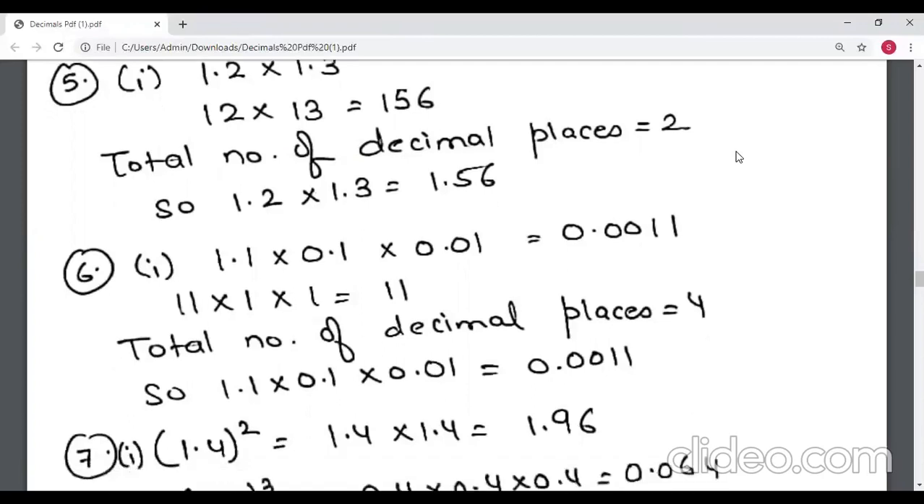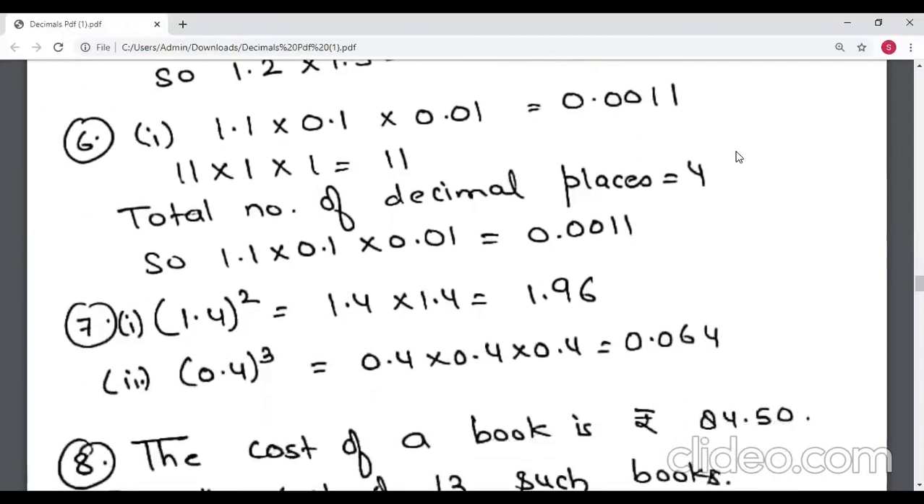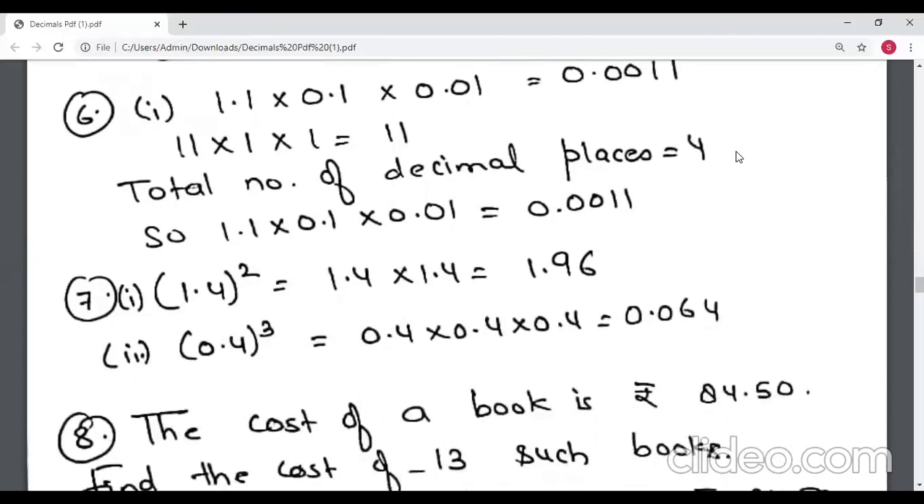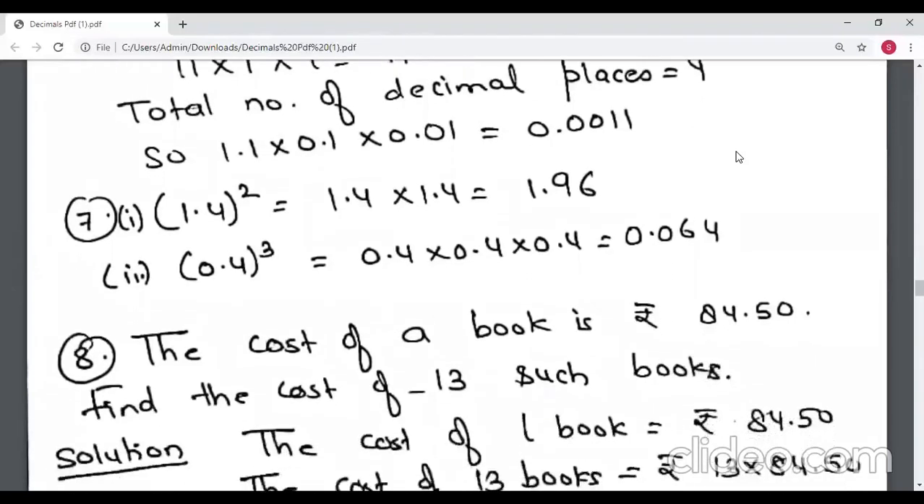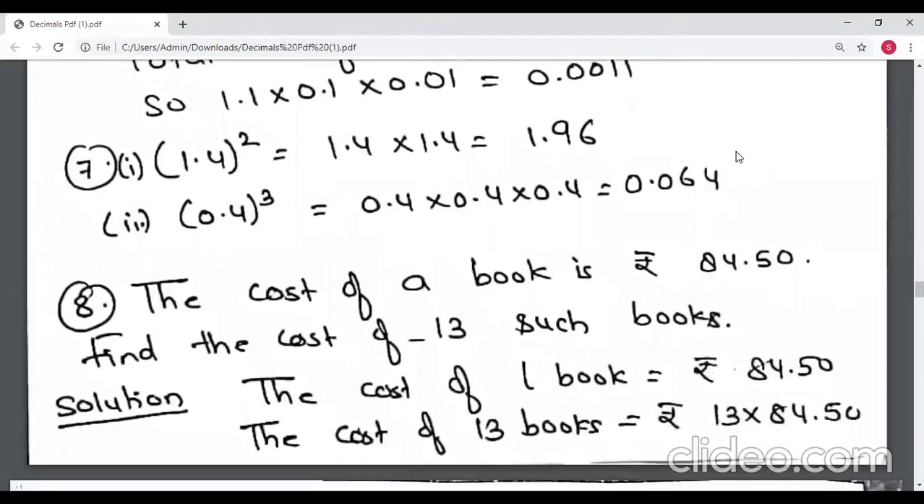Sixth question, 1.1 into 0.1 into 0.01. Now 11 into 1 into 1 will give you 11, and total number of decimal places are 4. So 1.1 into 0.1 into 0.01 will give you the answer 0.0011.